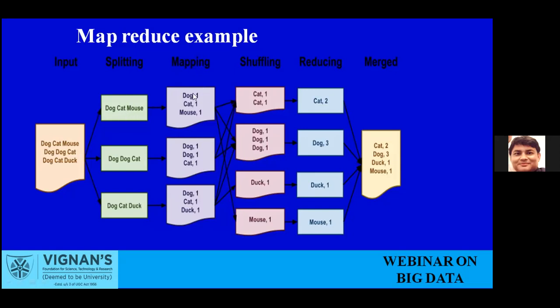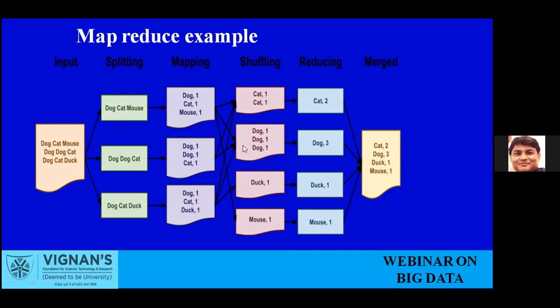We are going to add some values to each and every word here. So cat appears one time, dog appears one time, and mouse appears one time. Similarly, here dog appears one time. And that is how you get the values, and then you have to do the shuffling, meaning shuffling in a sorting order.